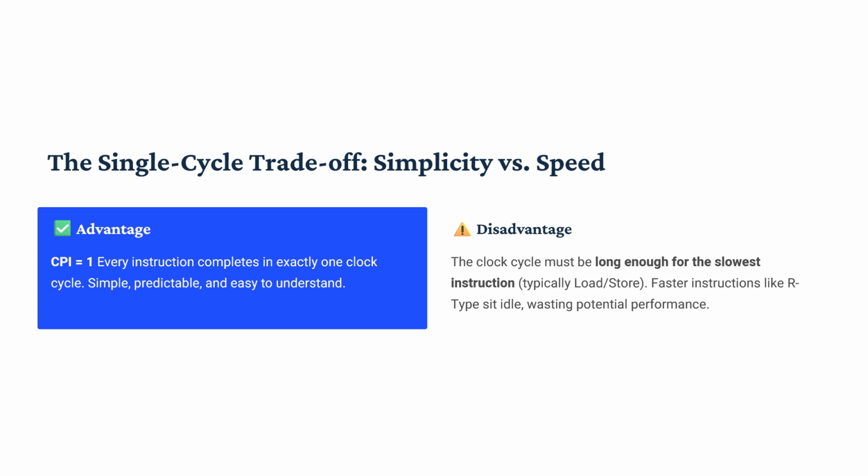Simple and predictable, easy to understand. The disadvantage is the clock cycle must be long enough for the slowest instruction, typically load and store, which take more time. Faster instructions like R-type and branch decisions take little time and sit idle, wasting potential performance.